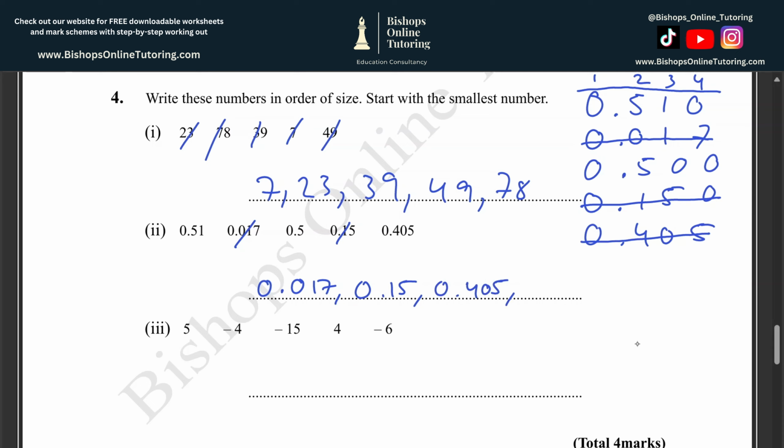Now with the two remaining numbers, in column number 2, they both have a 5, and we're looking for the smallest number possible. So let's move on to column number 3. In column number 3, this one is 0.51, so column number 3 has a 1, and column number 3 for this one has a 0. So this has to be our smallest number. So that would be 0.5. And then since it's the only one left, 0.51 is our largest number.